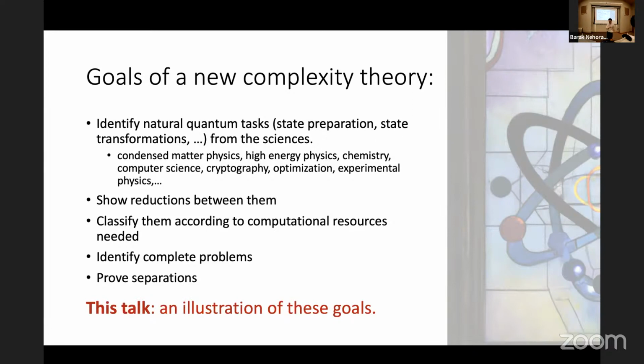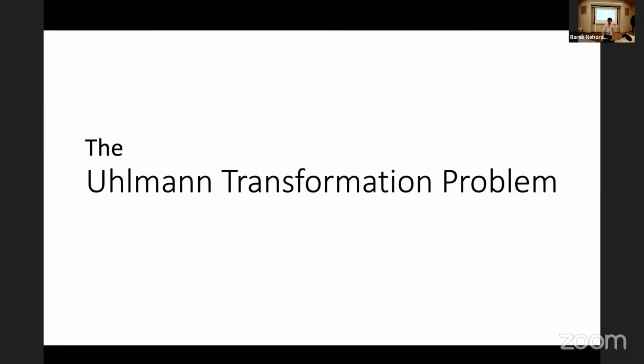Okay, so that's the high level motivation, high level background. And what I'll describe in this talk is an illustration of these goals. I'll do that by talking about something called the Uhlmann Transformation Problem.